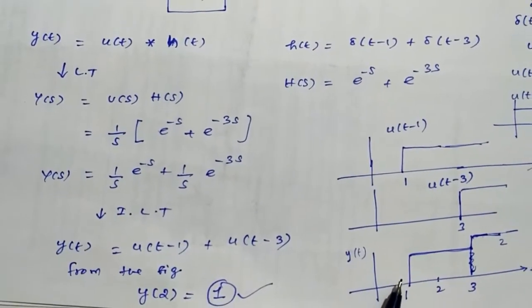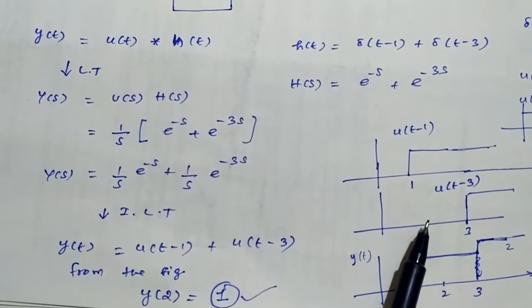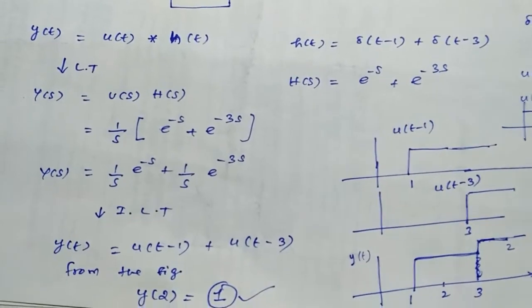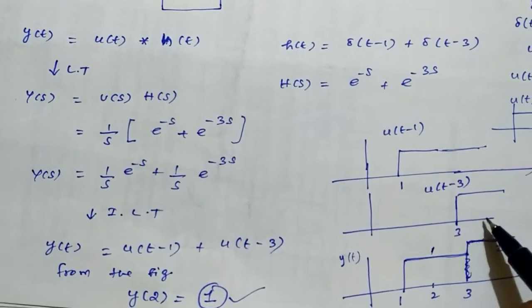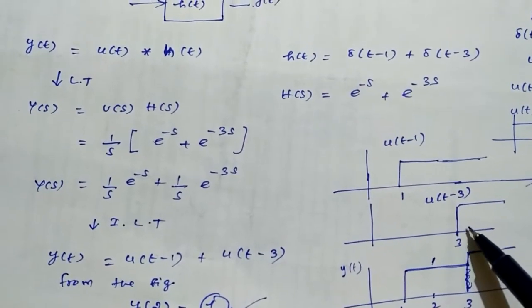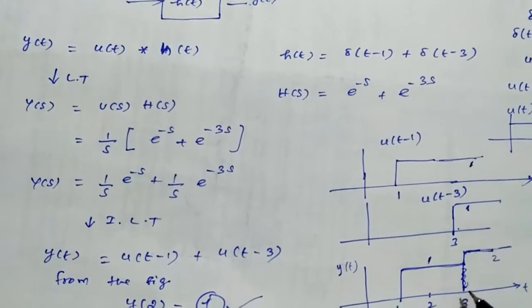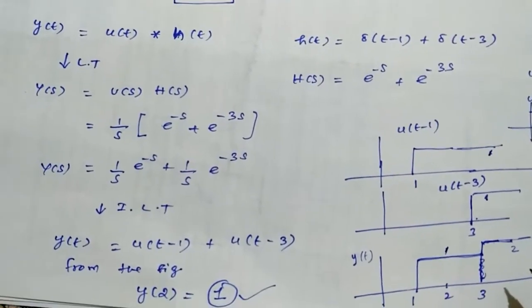So from 1 to 3, only one function is available, whose magnitude is 1. So throughout this interval the value is 1. After t = 3, this function has magnitude 1 and this function has magnitude 1, so after 3 the magnitude becomes 2. 1 plus 1 becomes 2.